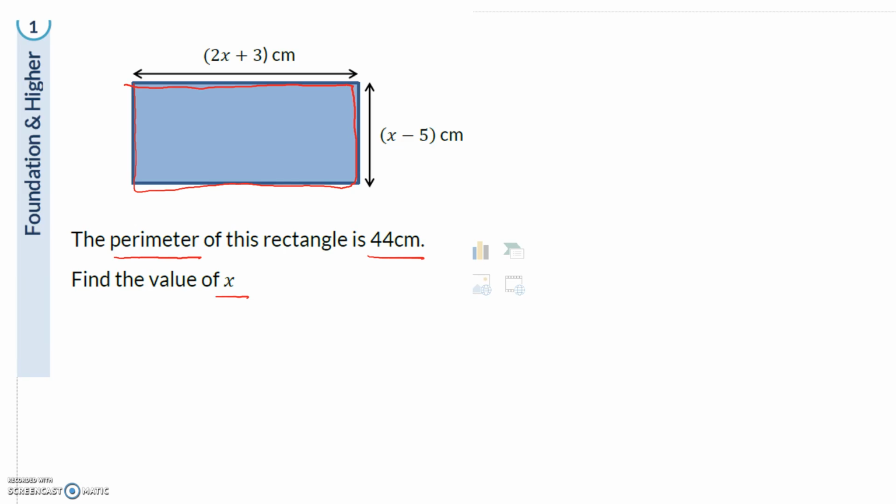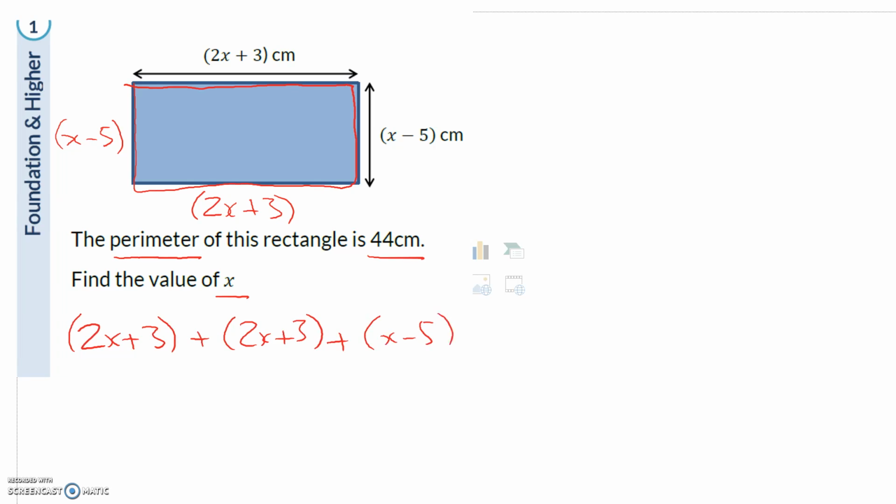So let's write an expression for the perimeter of this rectangle. Obviously, if the top length is 2x plus 3, the bottom length is 2x plus 3. And if the right-hand side is x minus 5, then the left-hand side is x minus 5. So there are two ways we can do the next bit. We could say we've got 2x plus 3, although we don't really need the brackets too much, let's put them in, plus 2x plus 3, that's the one at the bottom, plus an x minus 5, plus an x minus 5.